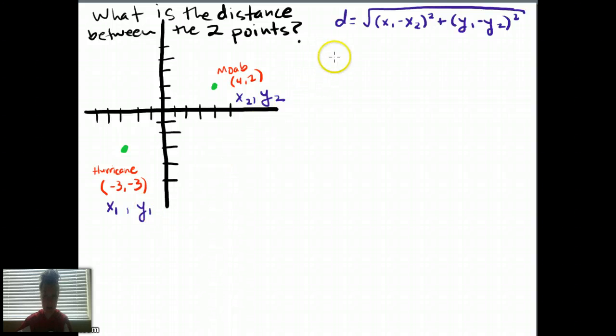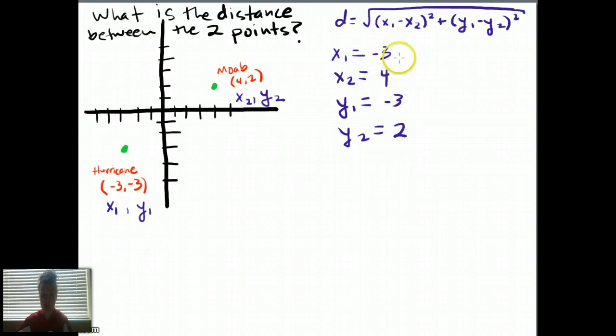Now we have a few answers. We know our x1 is equal to negative 3. Our x2 is equal to 4. Our y1 is equal to negative 3, and our y2 is equal to 2. Now that we have these 4 numbers, we can plug them in the correct spots. Let's draw some arrows about where they will go. The negative 3 is going to come here for x1. The 4 is going to come here for x2. This negative 3 will come here to y1, and then this 2 will come here to y2.